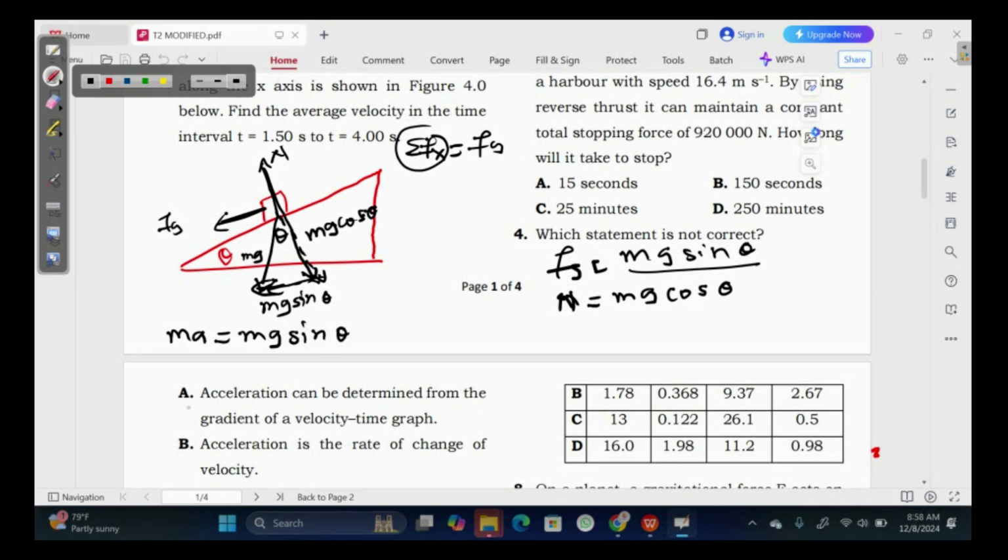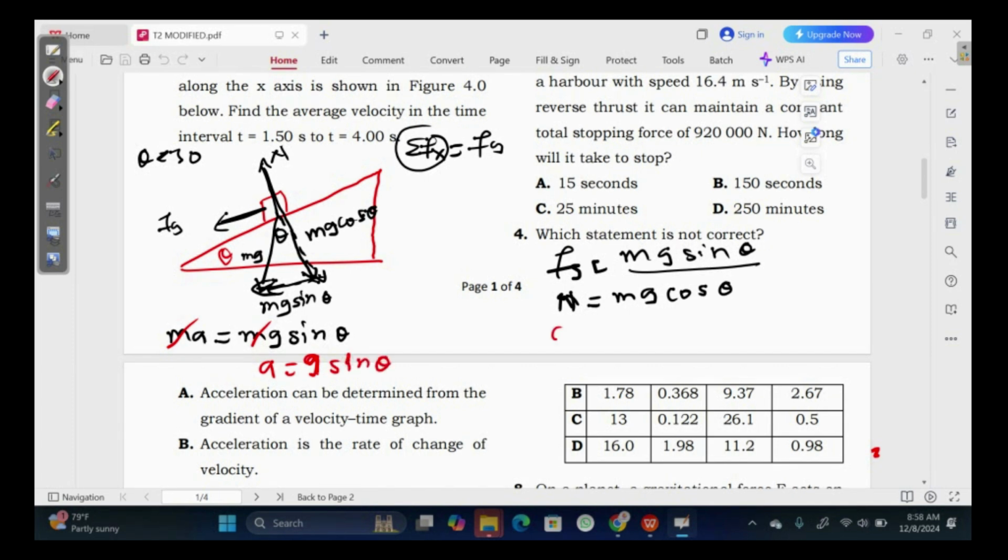According to the question, theta is 30, but they have not given us the mass, because they know clearly that the mass is going to cancel out. I can divide both sides by mass, then mass will go, and I'll end up having a being equal to g sine theta.